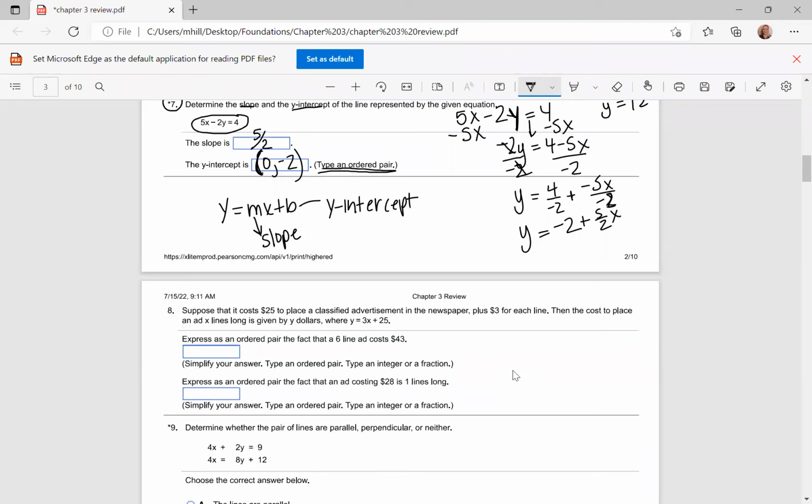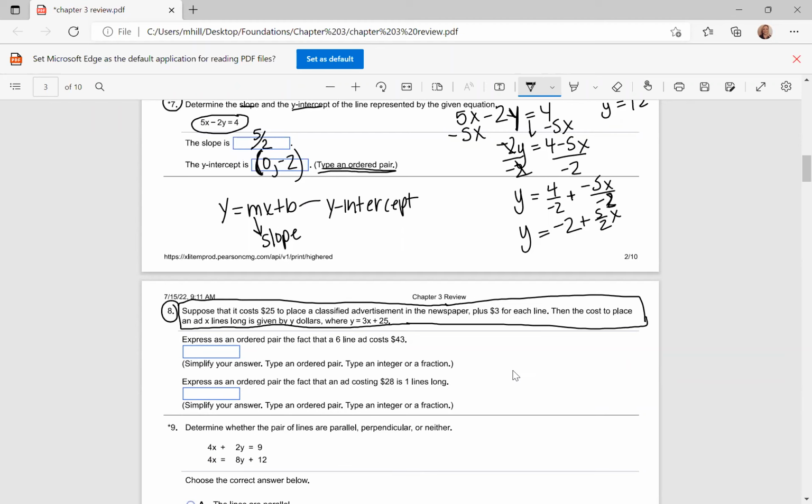Number 8. If you're writing this down, it says, suppose that it costs... I really don't know if there's a shorter way. I think you have to write the problem down. So let's write the problem down. Suppose that it costs $25 to place a classified advertisement in the newspaper. Like I said, I've posted this, so if you don't want to write it all down, you don't have to, but plus $3 for each line.